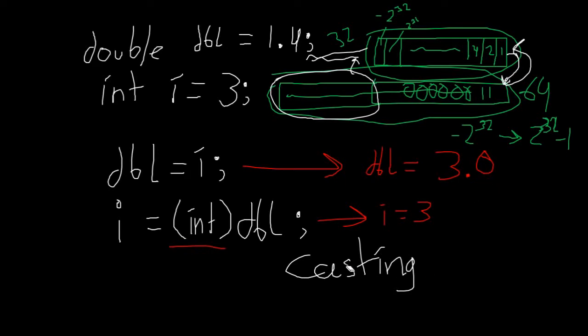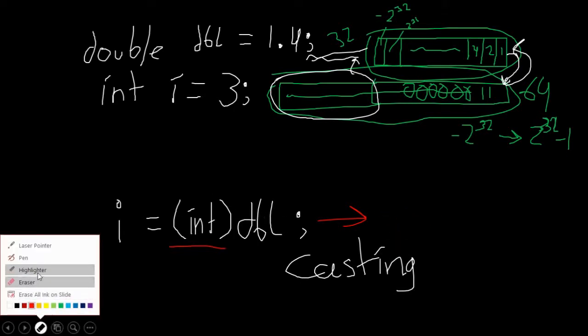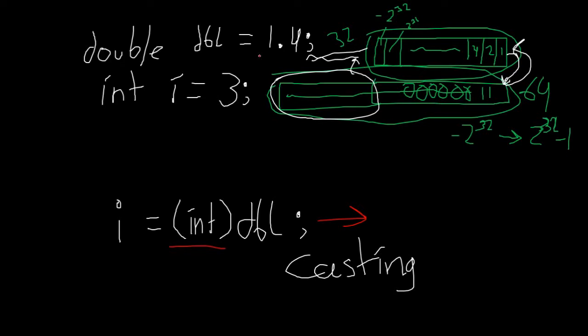But let's do this. Let's say I take out this line where I change my double into 3.0. So I just have this line that says I equals integer double. Now the DBL one, that was equal to 1.4, right? At the beginning of the program it was 1.4. So when we say I equals the integer form of 1.4, it's going to change it from 1.4 into just 1.